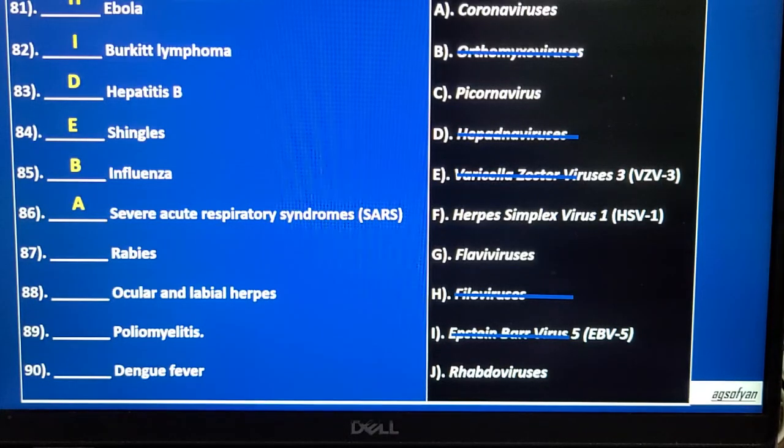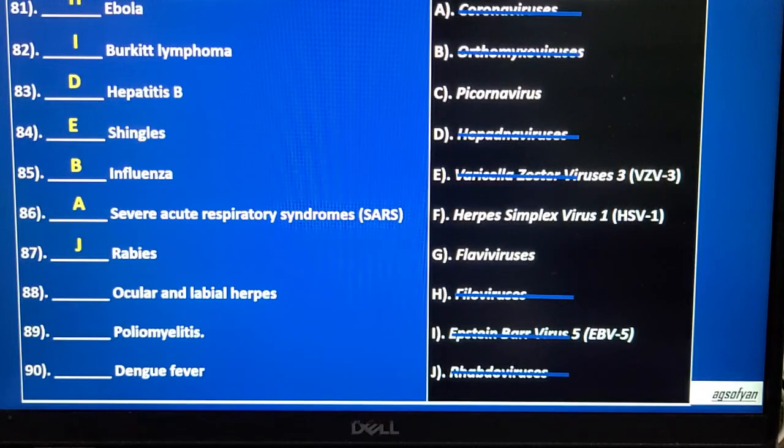And then severe acute respiratory syndrome, or SARS. We just finished with this one. It's going to be coronavirus, which is A. Choose A and cross off A because you already used it. Rabies. What is the name of the virus that causes rabies? Yes, it's called rhabdoviruses, which is the virus that looks like a bullet. Rhabdo means bullet, so rhabdoviruses. J, we finish with J.